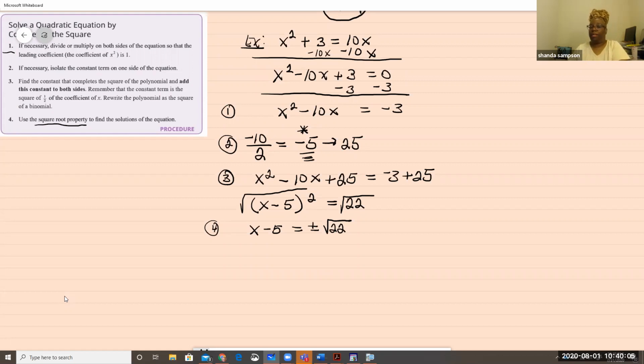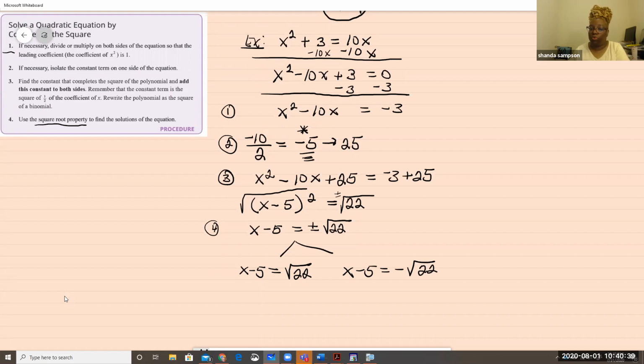Now, I usually add my plus or minus when I add the square root, but I just didn't leave myself enough space. But I won't forget. Maybe you should write it. Maybe you'll forget. Okay? And you could break this up like we did the last one. So you got x minus 5 is equal to the square root of 22, which is the positive. Then you have x minus 5 is equal to negative square root of 22.